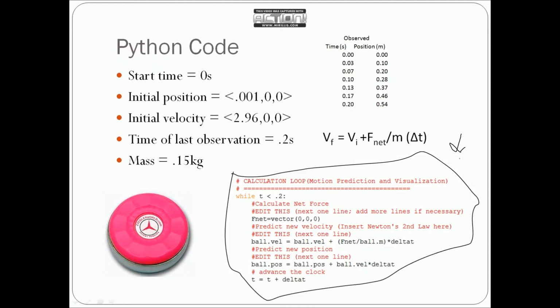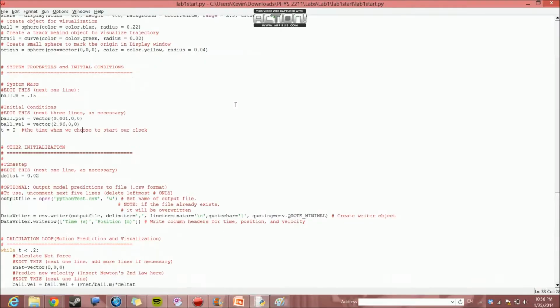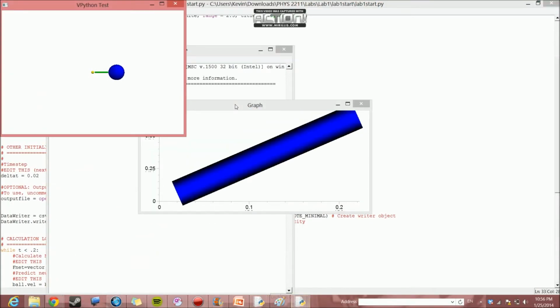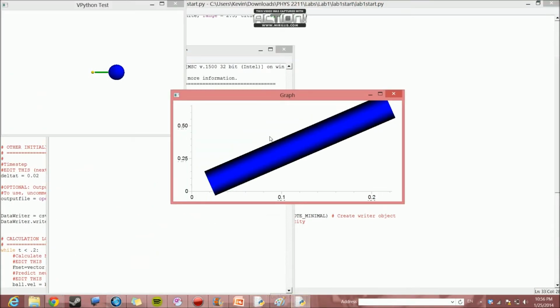In this circle is the code used to implement Newton's second law. In this code, the net force is set equal to a vector of zeros. Because velocity is constant, net force must be zero. The final velocity is set equal to the initial velocity plus the net force divided by the mass of the ball times the change in time. And the position is set equal to the position plus the velocity times the change in time. When the code is run, a graph is generated that shows the position of the model movement over time.